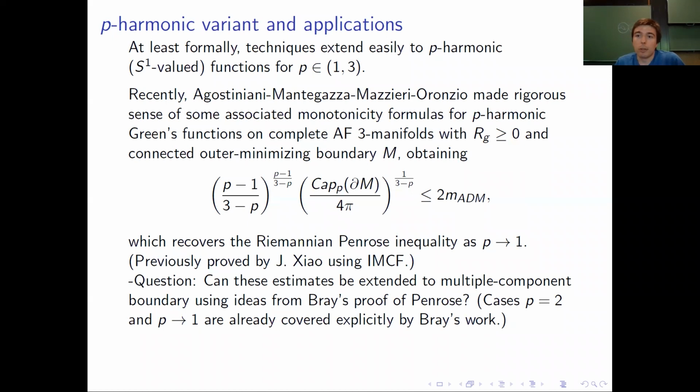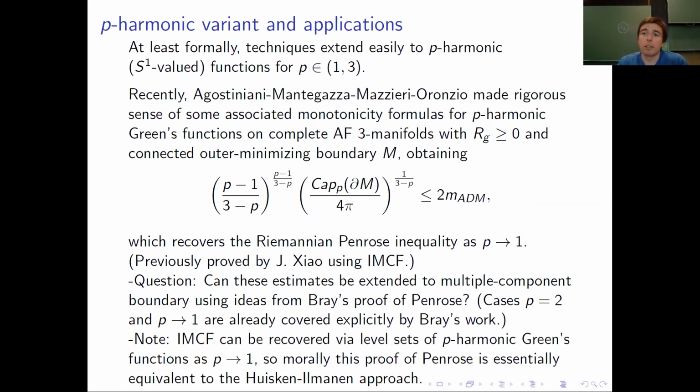But maybe you need to use something more like Bray's work on the Penrose inequality to do something with multiple boundary components. Okay, because in particular, the cases p equals 2 and the limiting p goes to 1 case corresponding to Penrose are covered by Bray's work for multiple boundary components.